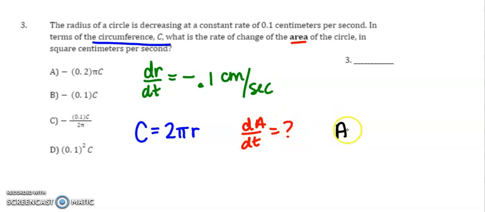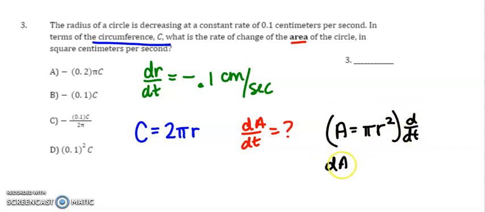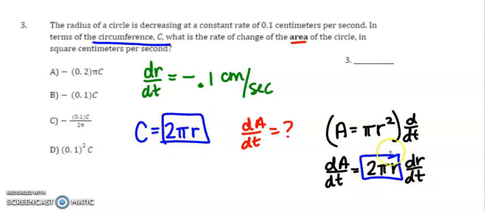So let's talk about the area of a circle is equal to pi r squared. There's my relationship between variables. I'm going to take the derivative with respect to time, and I'm going to get dA/dt is equal to 2 pi r dr/dt. Well, circumference was 2 pi r, which means that dA/dt is really just the circumference times the rate of change of the radius. A nice little geometry connection there for you. Well, at this moment, we have our dr/dt being negative 0.1.